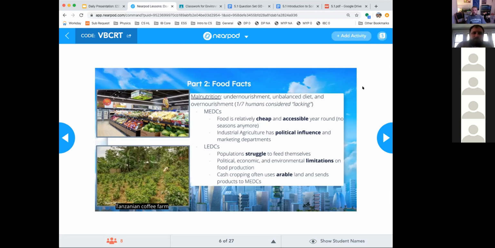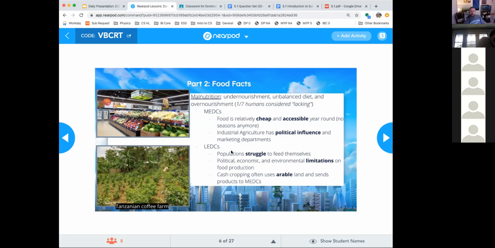And so in MEDCs, typically we see a lot of that overnourishment, where in MEDCs, like the United States, food is relatively cheap and accessible year-round. You can get strawberries any time of year, despite the fact that strawberry growing season is all of like a month or two long. Industrial agriculture has political influence, marketing departments, and so they're able to lobby for more money for subsidies from the government to help make food cheap for people, and certain foods cheap.